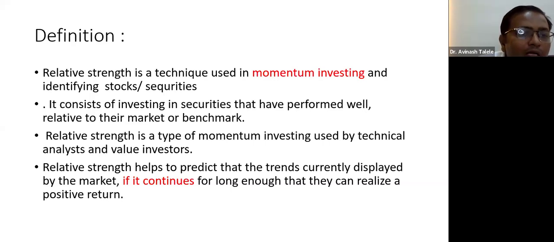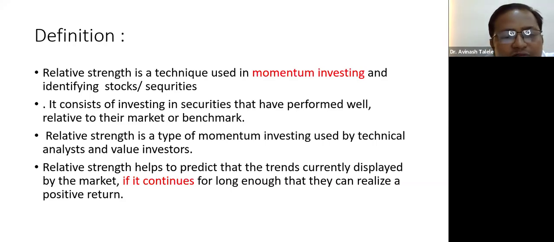Coming to the topic, relative strength is a technique used in momentum investing to identify stocks or securities. It consists of identifying and investing in those securities that have performed well relative to the market benchmark. Here we will take the market benchmark as Nifty 50 if it is a large cap. For mid cap and small cap, we can take Nifty 500 also.